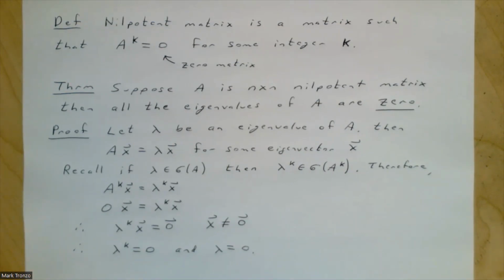So the eigenvalues of a nilpotent matrix are always 0. All of them are 0.